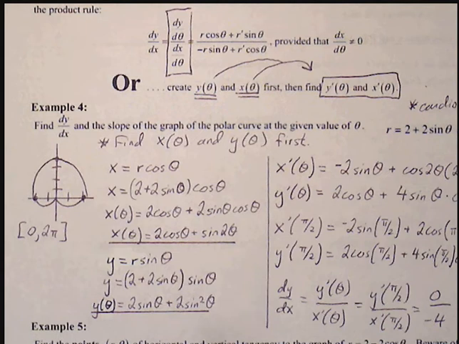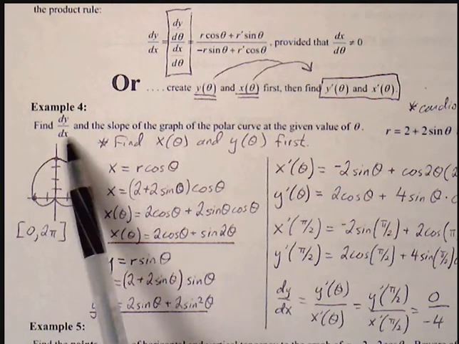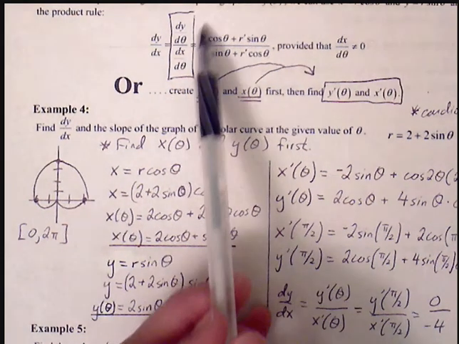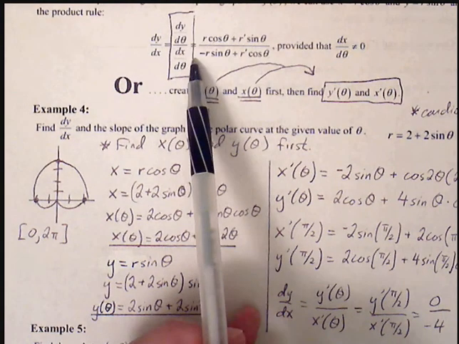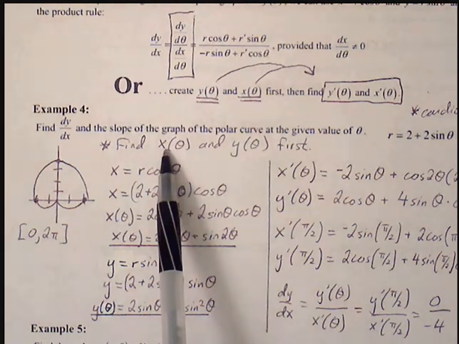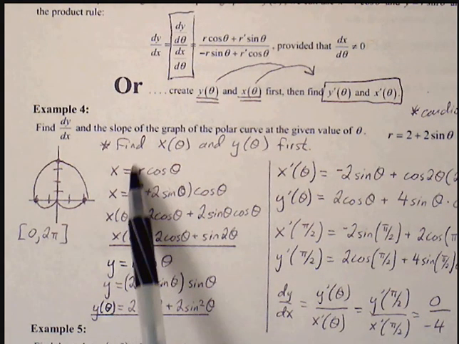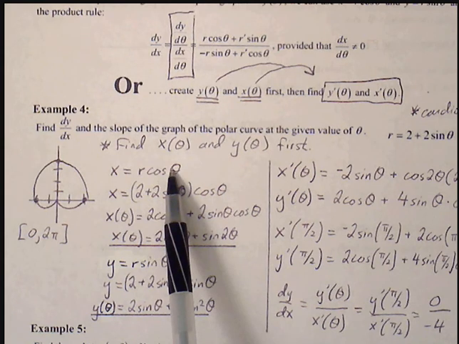Okay. Let's look at example 4. Find dy over dx and the slope of the graph of the polar curve at the given values of theta. So we want to find dy over dx. We want to be able to plug it into these forms here, but that will require us to find y of theta and x of theta. So let's see if we can get the x equation in terms of just theta and the y equation in terms of just theta as well.